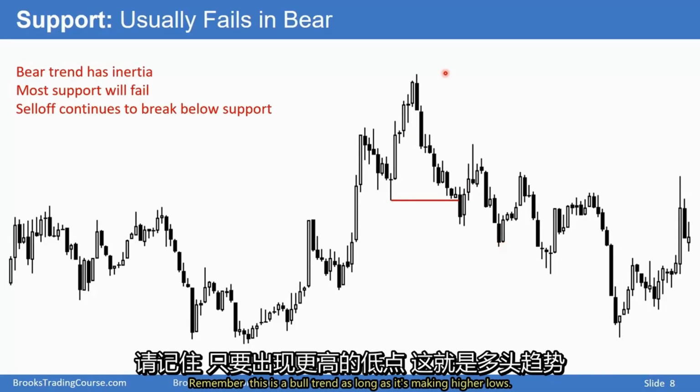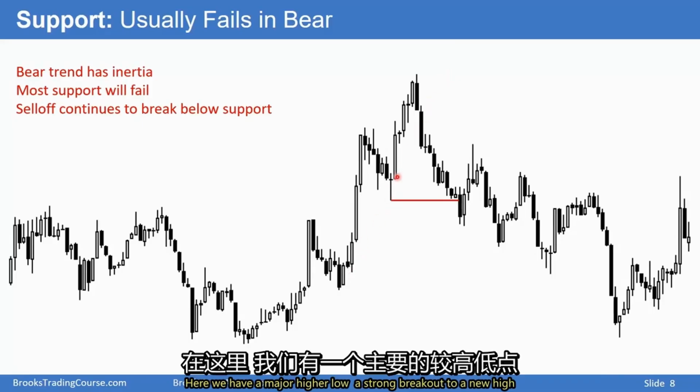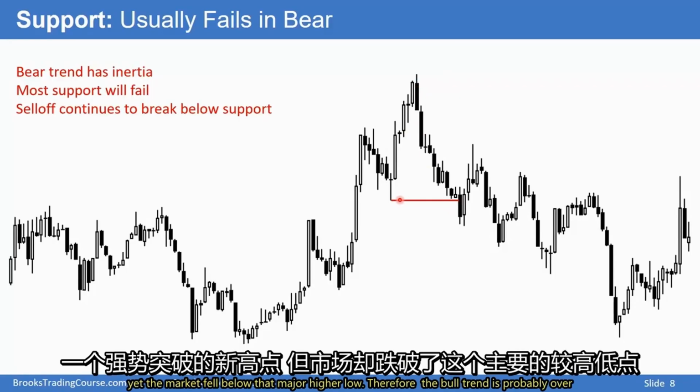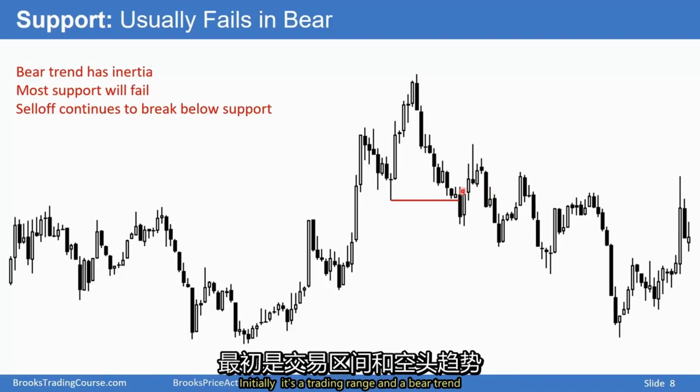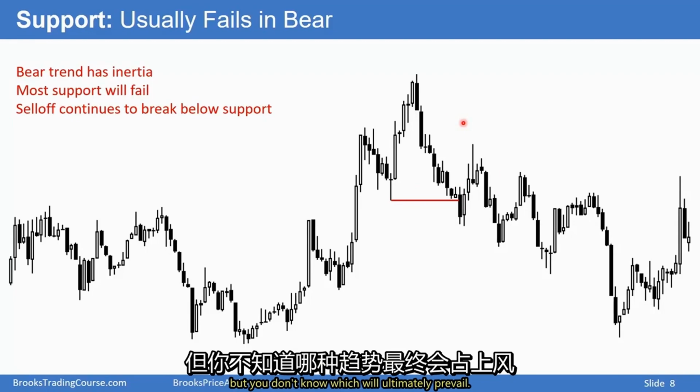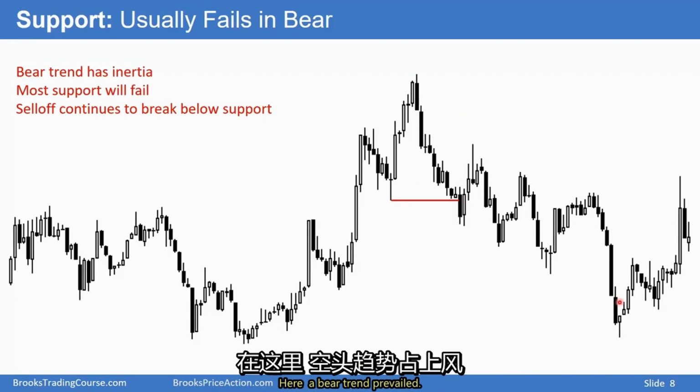Remember, this is a bull trend as long as it's making higher lows. Here we have a major higher low, a strong breakout to a new high, yet the market fell below that major higher low. Therefore, the bull trend is probably over, and the market is then either in a trading range or a bear trend. Initially, it's a trading range and a bear trend, but you don't know which will ultimately prevail. Here, a bear trend prevailed.